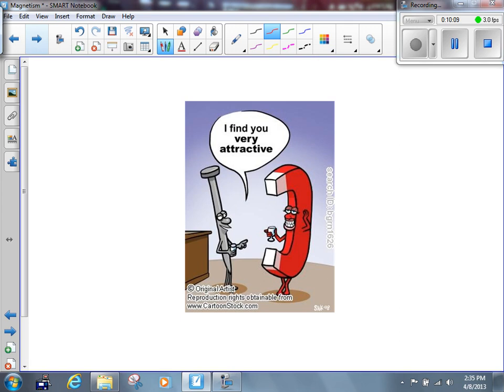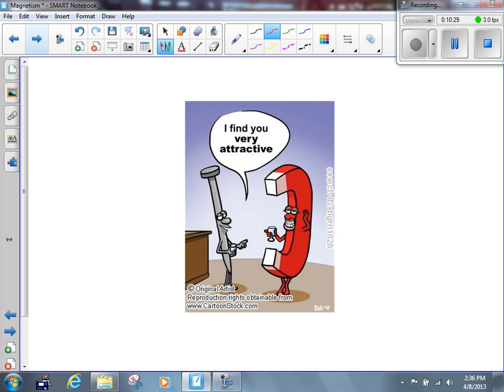Told you I had more where that one came from. So the nail is saying to the magnet, I find you very attractive. How come? Why is the nail saying to the magnet, I find you very attractive? Because the nail is a non-magnetized ferromagnetic material. The magnet is a magnet. And magnets attract non-magnetized ferromagnetic materials.